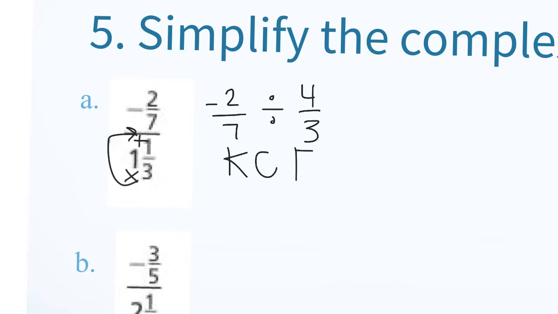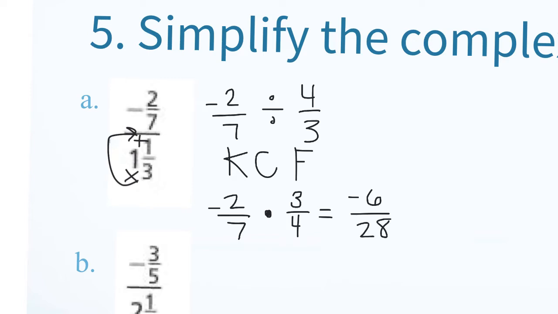Okay, so this is your new math problem, and from this point we will just do a keep, change, and flip it. So our new math problem will look like -2/7 times, and then we will flip to multiply by this reciprocal, so it will be 3/4. And we will just completely multiply it straight across. -2 times 3 is -6. 7 times 4 is 28.